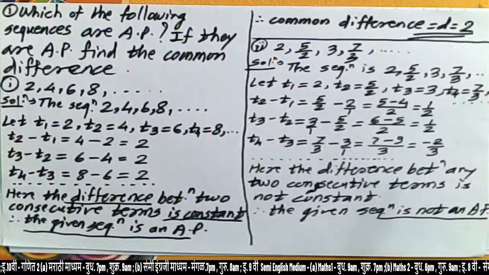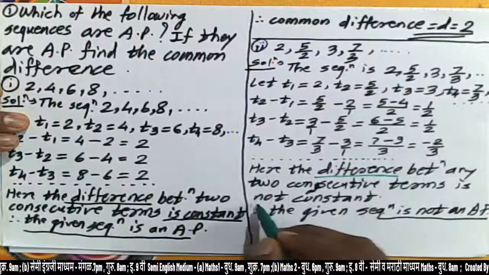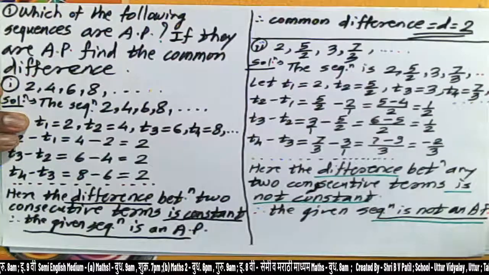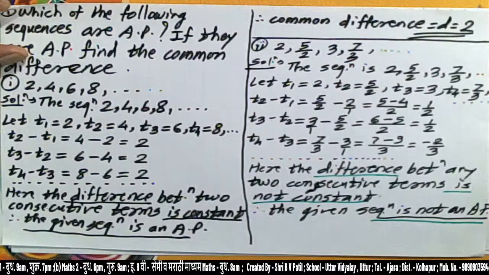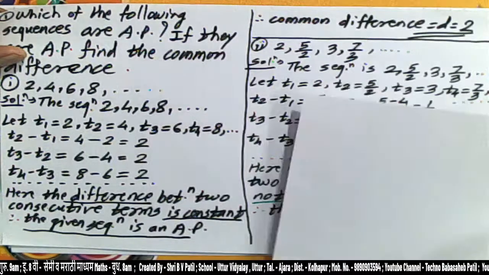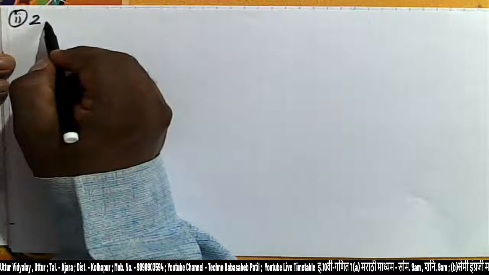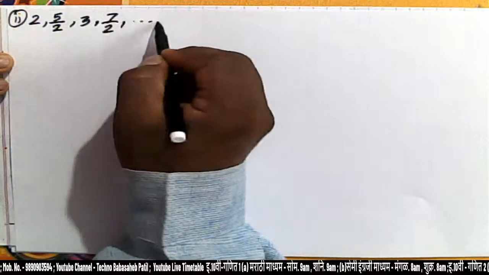That is the answer, because difference is not constant, therefore that is not an AP. The next example, suppose example like this: 2, 5 upon 2, 3, 7 upon 2, and so on.